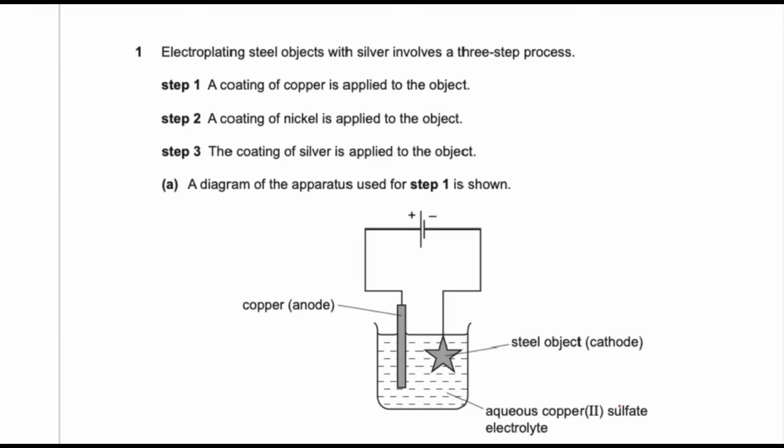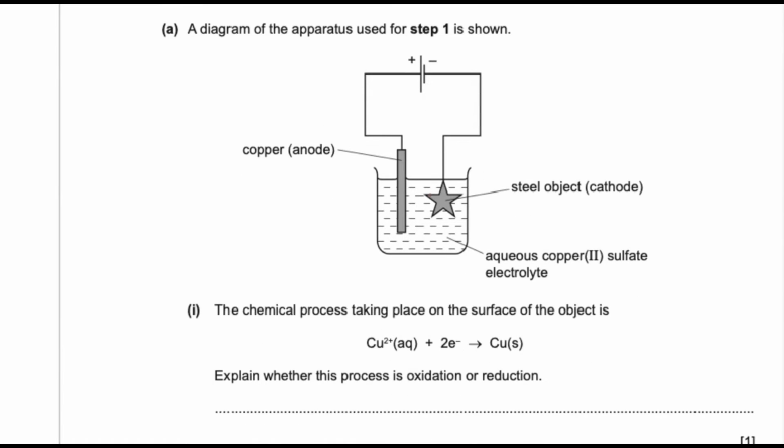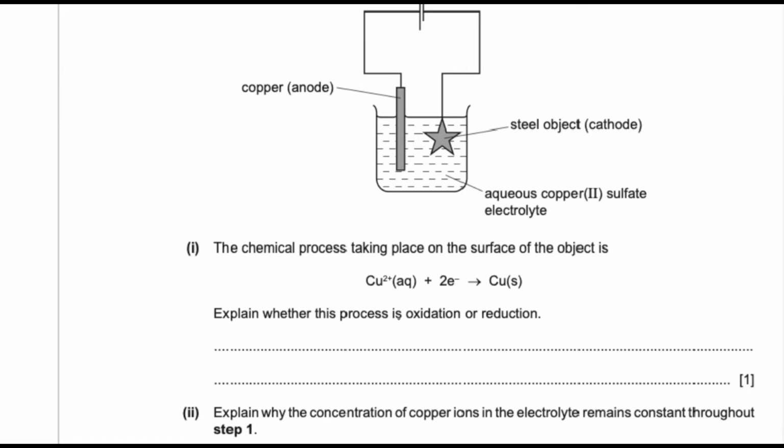Now let's continue. A diagram of the apparatus used for step one is shown. As you can see, this is the diagram where copper is going to be added onto the steel object. The chemical process taking place on the surface of the object is Cu2+ coming to the cathode, getting electrons from the cathode, and then becoming Cu atom. This is a solid, and it will stick on the steel object. Explain whether this process is oxidation or reduction. Of course, this is a reduction.